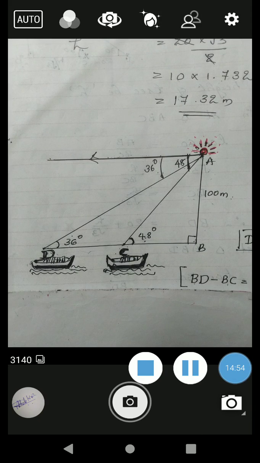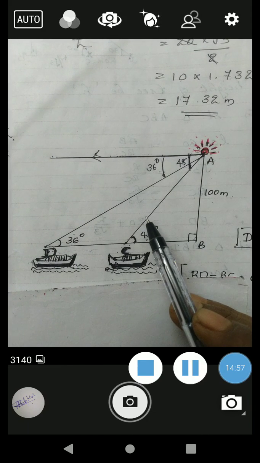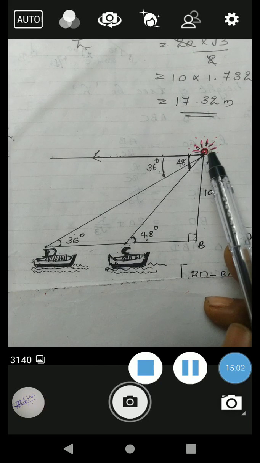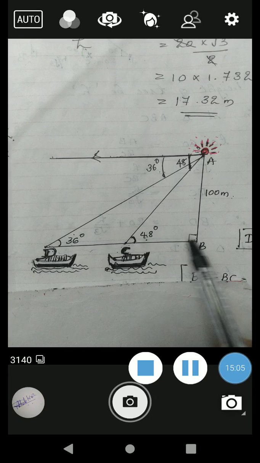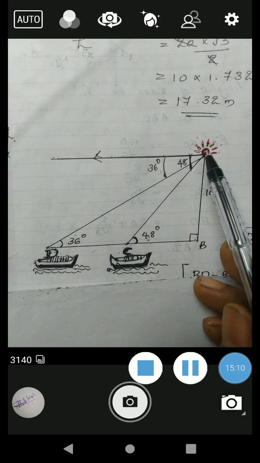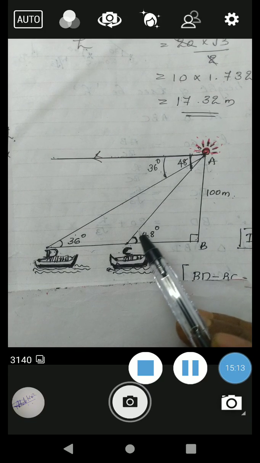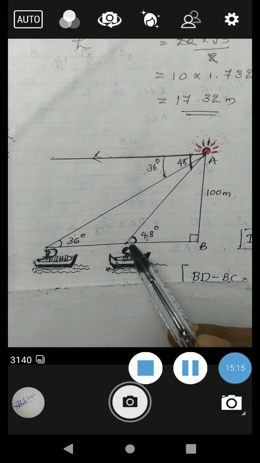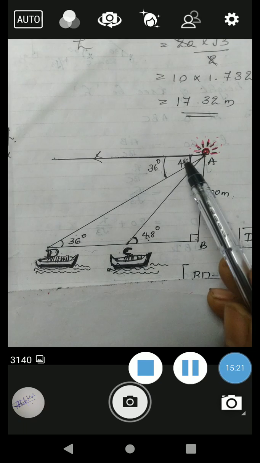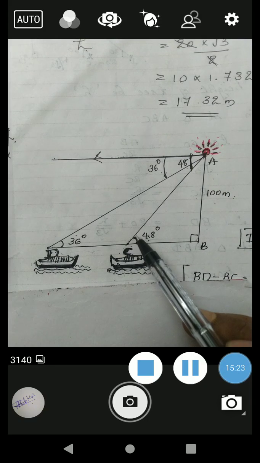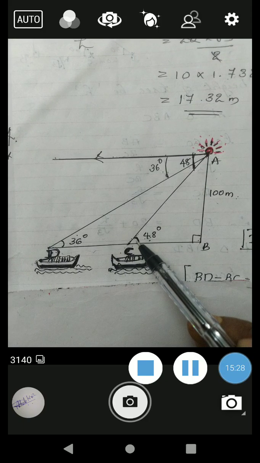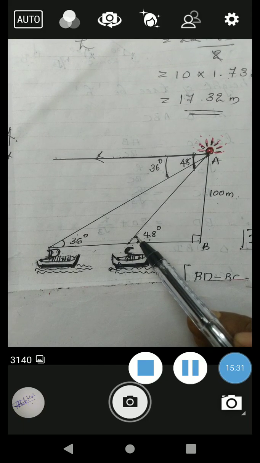You can see two ships here. Look, you are not supposed to draw ships and this lighthouse. Okay, you just draw this right angled triangle only. Now from here, angle of depression of the first ship is at the point C and second ship is at the point D. Angle of depression is 48 degree. At the same time here also, because angle of elevation and angle of depression both are same, therefore we can mark here also 48 degree.